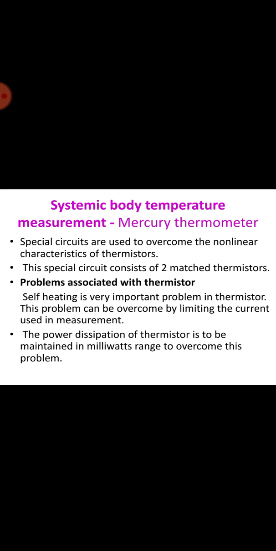And special circuits are used to overcome the nonlinear characteristics of the thermistor, and these special circuits consist of two matched thermistors. The major disadvantage of using thermistors is self-heating. That is, self-heating is an important problem. It can be overcome by limiting the current used in the measurement. The power dissipation of the thermistor is to be maintained in milliwatts to overcome this problem.